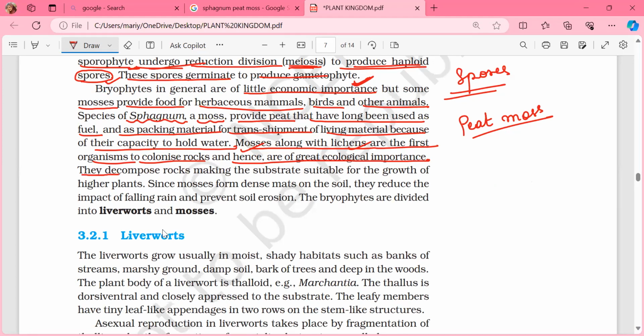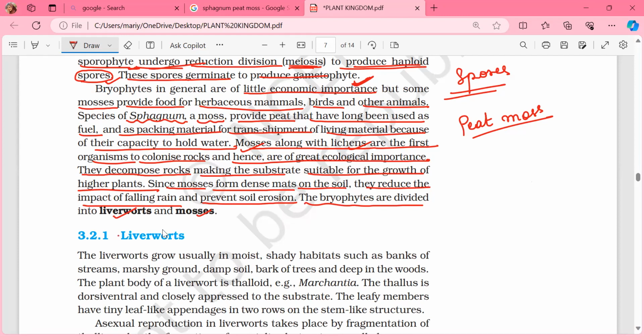Now, apart from that, they decompose rocks, making the substrate suitable for the growth of higher plants. Since they decompose rocks, whatever minerals are present in the rock go and mix with the soil, so it is available to the plants for absorption. Also, since mosses form dense mats on the soil, they reduce the impact of falling rain and prevent soil erosion. They bind the soil, they hold the soil. And we already know that the bryophytes are divided into liverworts and mosses. Now we'll be studying each one.